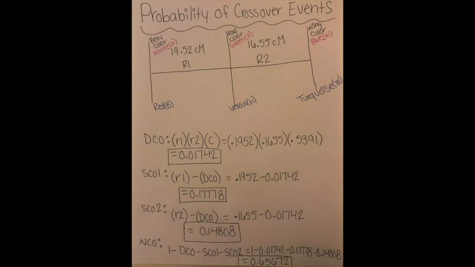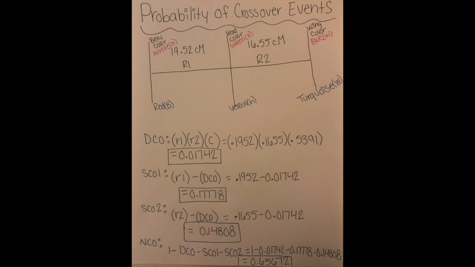To find the double crossover number, you do R1 times R2 times C. In this case, that gives us 0.01742. To find the single crossover 1 number, you do R1 minus the double crossover number from above. In this case, that gives us 0.17778. To find the single crossover number 2, you do R2 minus the double crossover number from above again. In this case, that gives us 0.14808.